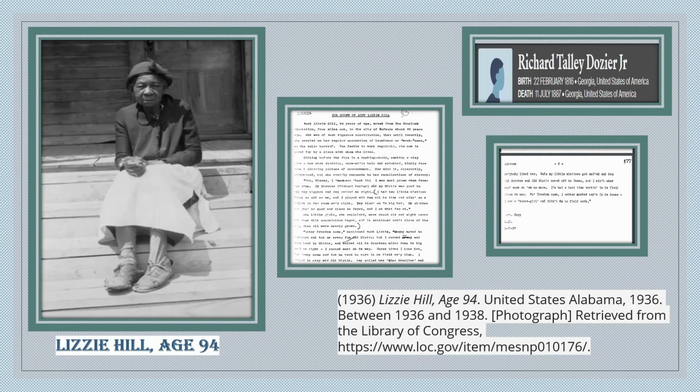So that Richard Talley that I just read his will, this is his son, Richard Talley Jr. And this showed up in Ancestry in their hints. And then I looked it up and was able to find this in the Library of Congress. So this was done in 1936. This is Lizzie Hill. She's age 94 when she was photographed and when she was being interviewed. And she was the enslaved person of Richard Talley Dozier Jr. So he is the son of the man that I just read the will of. And I thought this might be interesting to read aloud to you.